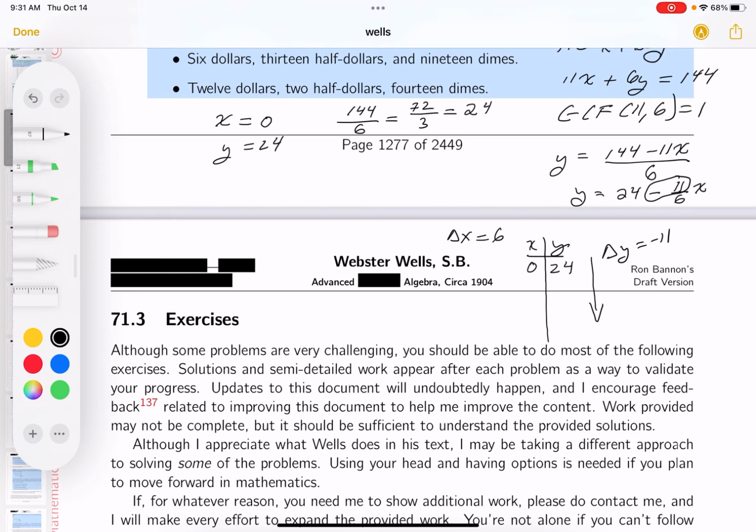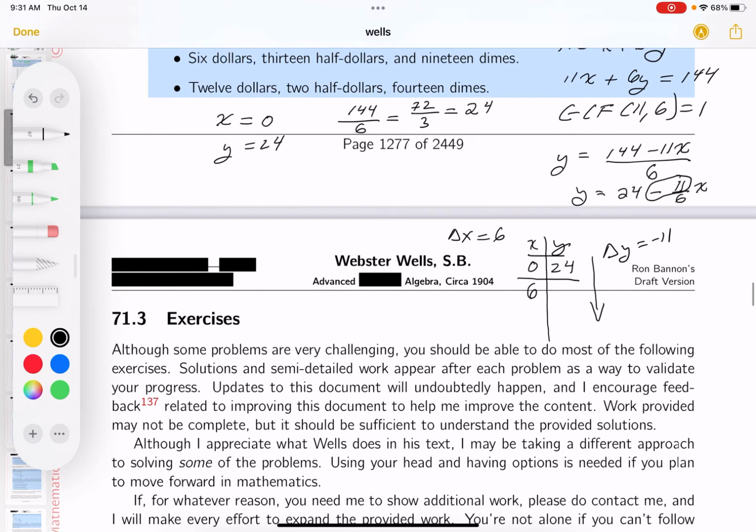I'm going to start marching toward the solutions now. By the way, I'm no longer thinking about the problem. What's the next number going to be? 6. Well, if you're at 24, go down 11, you're at 13. Let's keep going. If you're at 6 and you go up 6, you'd be at 12. If you're at 13 and you go down 11, what number are you at? 2. Now, by the way, I want to point out, these are the only ones making sense to me at this point.